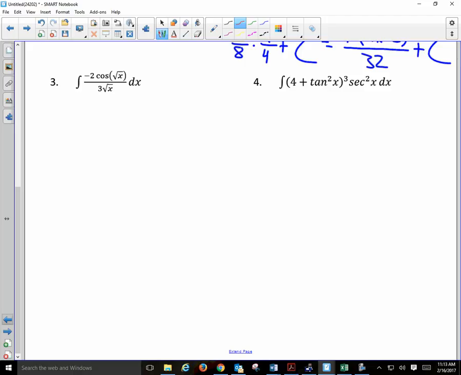Any idea what u is going to be here? What's on the inside? When in doubt, I can't say it's always correct, but when in doubt, choose what's on the inside. And notice if you just make a choice, just try taking the derivative. What is the derivative of the root of x?